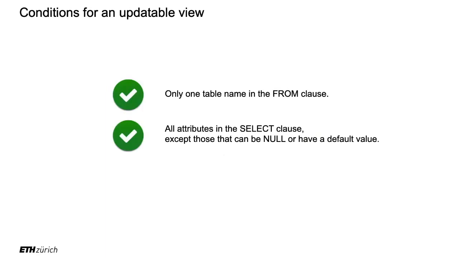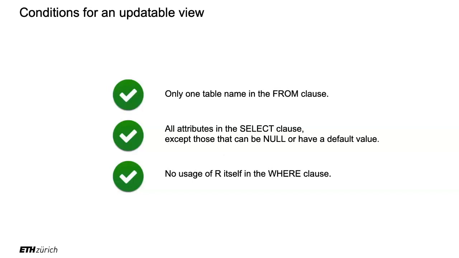All right. Now, there are a few simple rules that guarantee that a view is updatable. The first constraint is only one table in the FROM clause. No joins, no fancy things, just one single table. The second constraint is that you have all of the attributes in the SELECT clause, or SELECT star. Then you don't run into the issue that you might not know what to put in the attributes that are not in the view, except if they have null or default values, because then you can use those when you insert a new record.